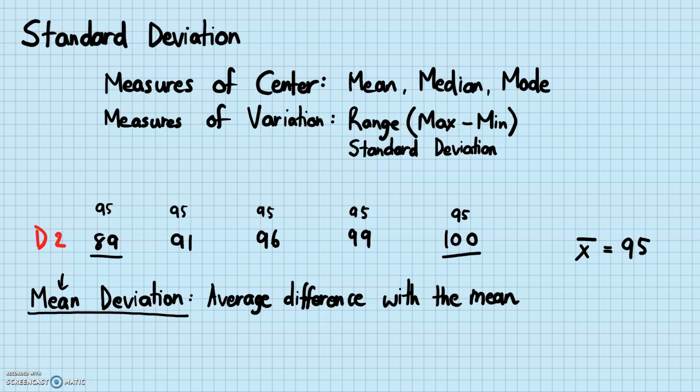So if you take the difference of our first data here with the mean and take the absolute value of that, we're going to get 6. This is going to be 4. This is going to be 1. This is going to be 4. And this is going to be 5. So these are the differences between the data and the mean.